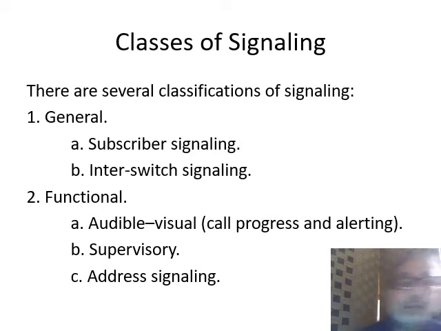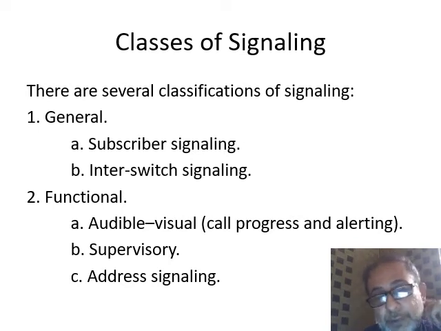Now, what types of signaling are there in a telephony system? If we have a general classification, we can have subscriber signaling or inter-switch signaling. The subscriber signaling comes in between the telephone set and the exchange on either side, that is on the caller side and the callee side. And the inter-switch signaling comes in between two switches if the called subscriber relates to some other exchange.